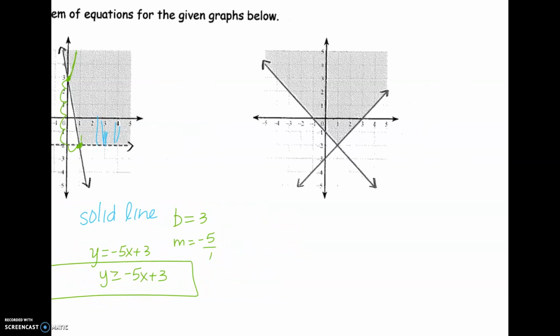All right, for this one we have both solid lines. So let's start with this one first. It's solid, and it's crossing the y-intercept at 3. And it looks like this is a point right here. So we're going up 2. No, we're not. We're going up 1 and right 1. So our slope is up 1, right 1.